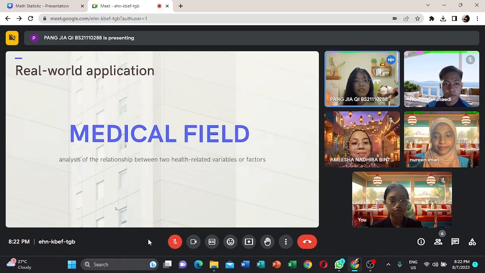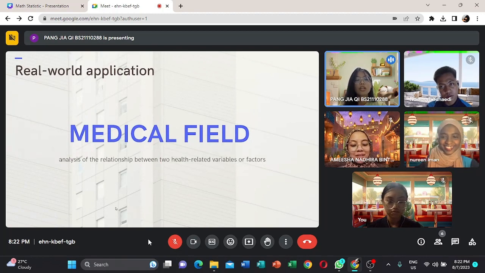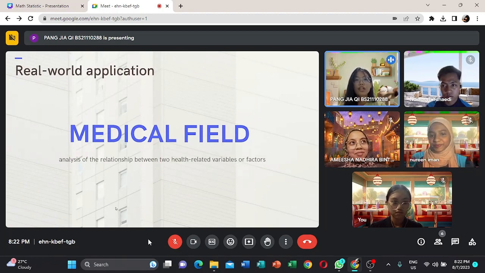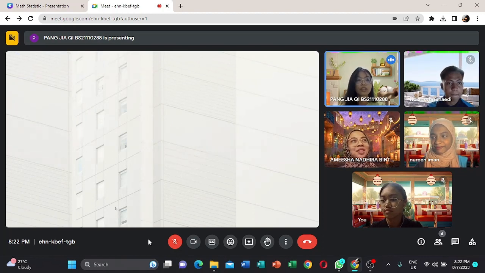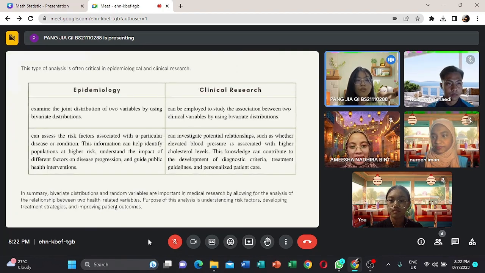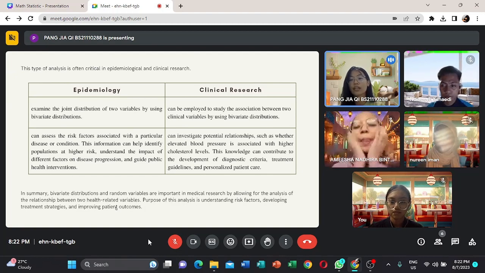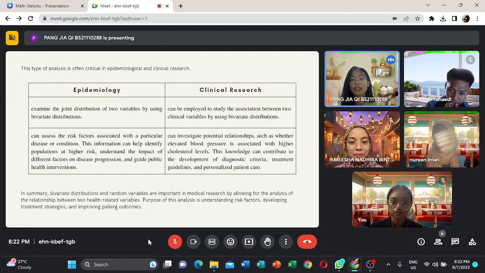Thank you from the previous presenter. Now I will present about the real-world application in medical fields. In medical fields, we will analyze the relationship between two health-related variables or factors. This type of analysis is often critical in epidemiological and clinical research. In epidemiological, we will estimate the joint distributions of two variables by using bivariate distributions, while in clinical research, it can be employed to study the associations between two clinical variables by using bivariate distribution.